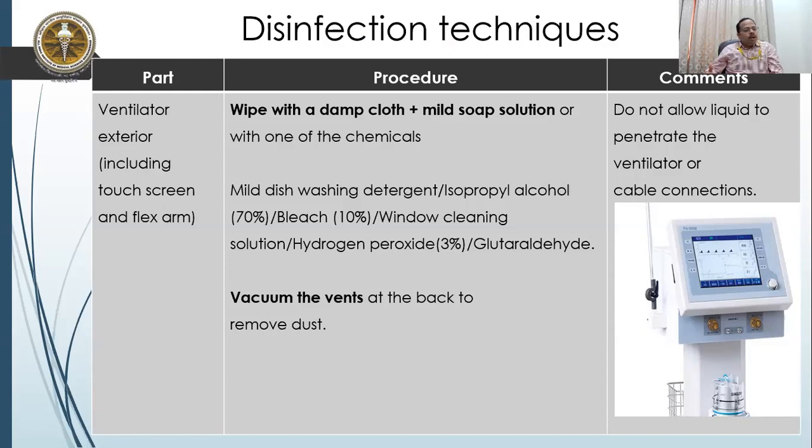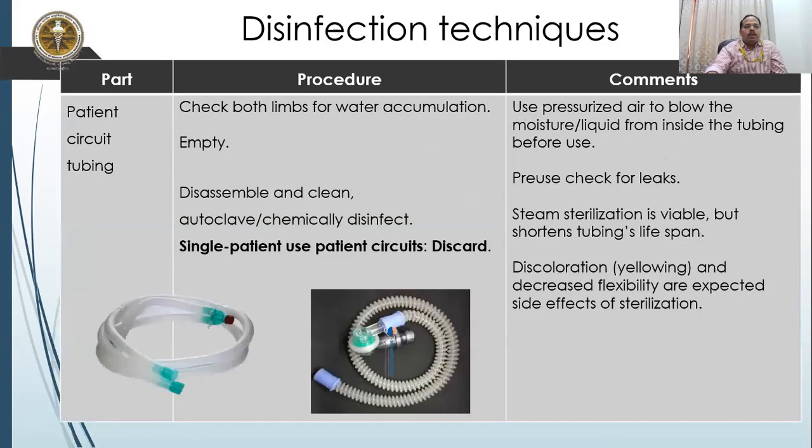I think you people have seen the backside of the ventilator. If you really look at it, most of the time that is the dirtiest part. What you need to do is not use the cloth there. Rather, it's better if you vacuum the posterior of the ventilator.